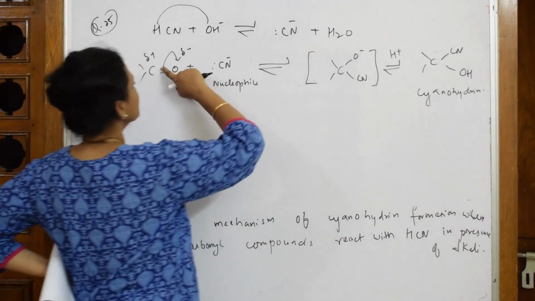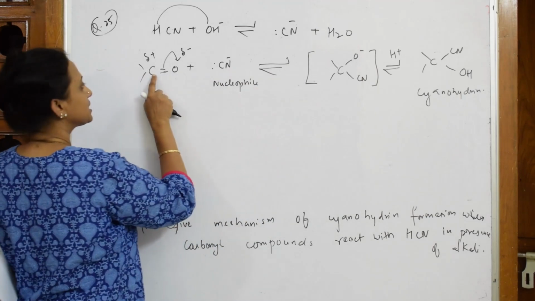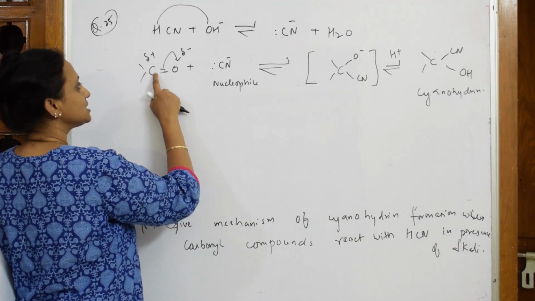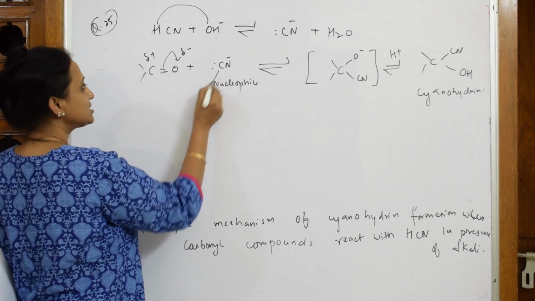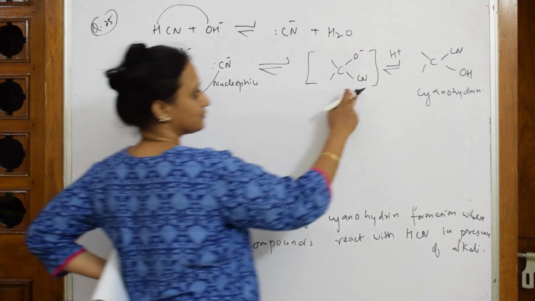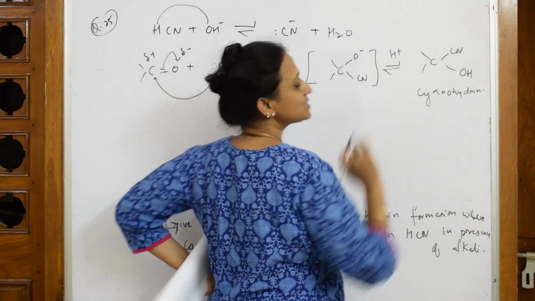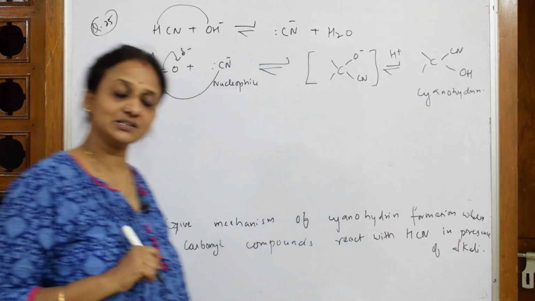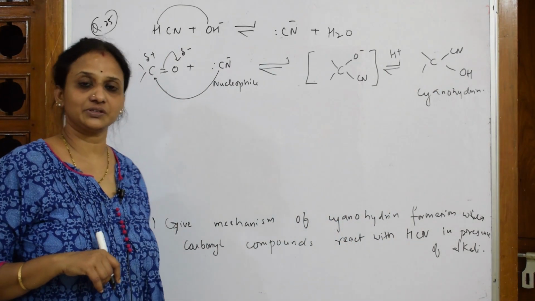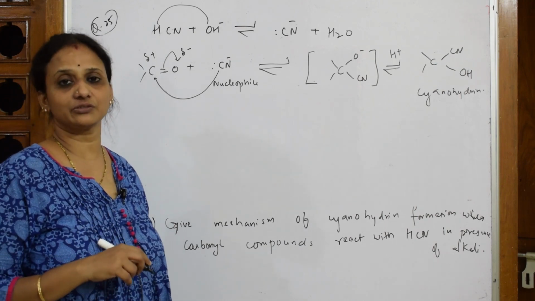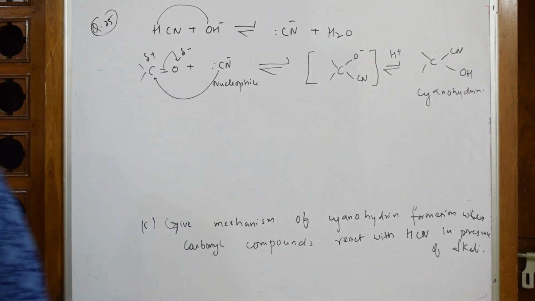See here, this bond is broken. This is lost to oxygen, this attains a partial positive charge, then this CN minus donates its electrons and forms a compound, and then further in the presence of H plus, this becomes cyanohydrin. This is the mechanism for the formation of cyanohydrin. Let's come back and finish off the last question of the 2018 sample paper.